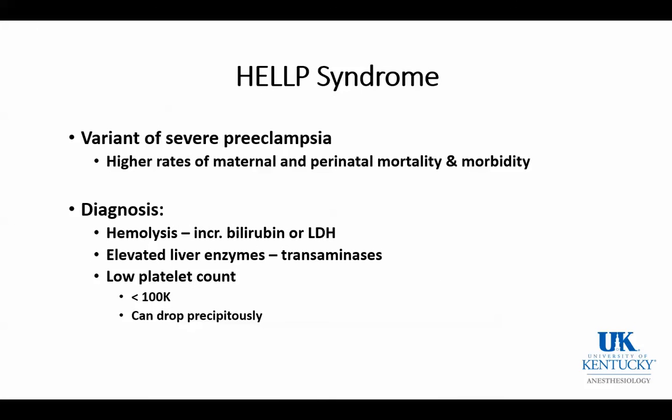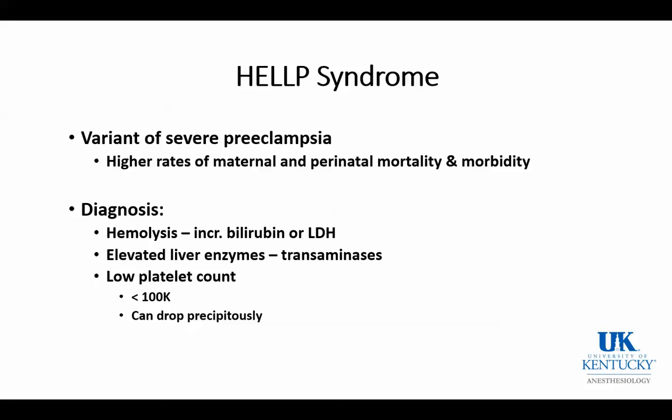Now, let's spend a little bit of time talking about some of the variants of preeclampsia. One is the HELLP syndrome. It's a variant of severe preeclampsia, and I will tell you that patients who develop HELLP syndrome have higher rates of both maternal and perinatal mortality and morbidity.